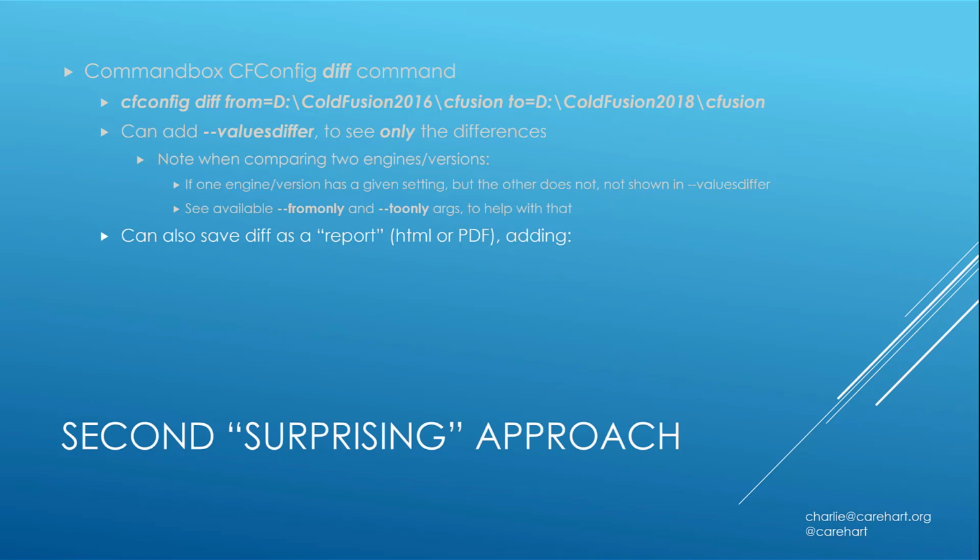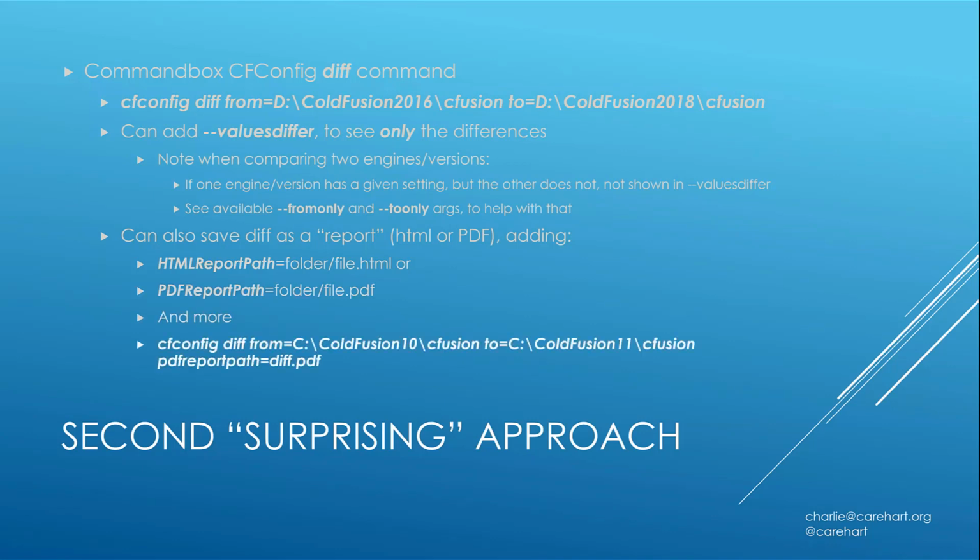So you can create an HTML or PDF report and give it to somebody and say, go figure this out, go solve it. You just add an attribute to the CFCONFIG diff. You add this at the end of the line, saying, for instance, HTML report path, and you point to a folder and a file, or PDF report path, and you point to a folder or a file.